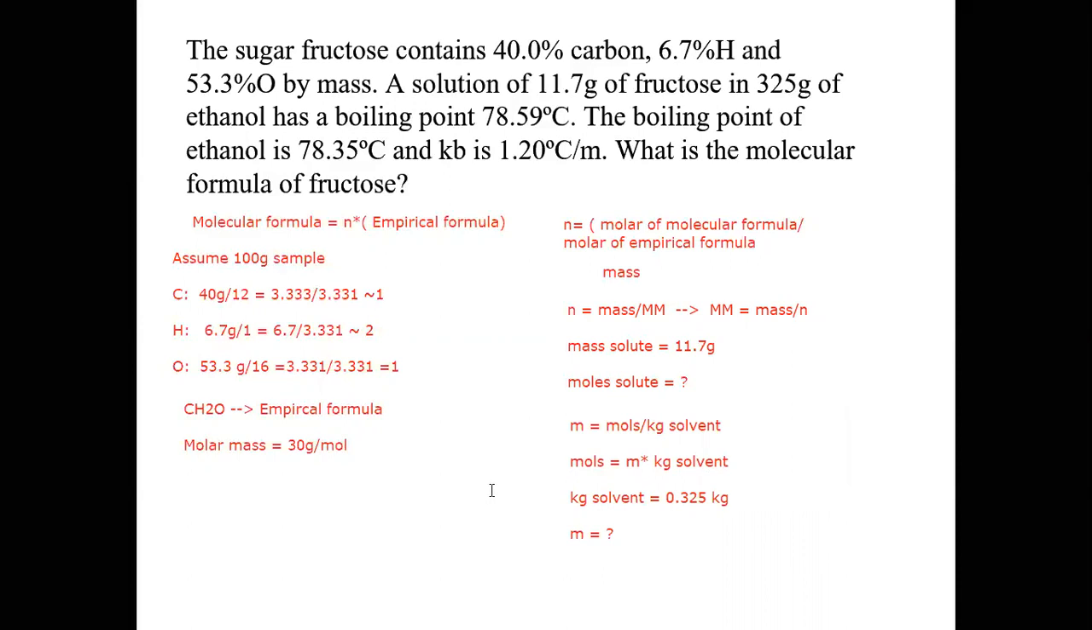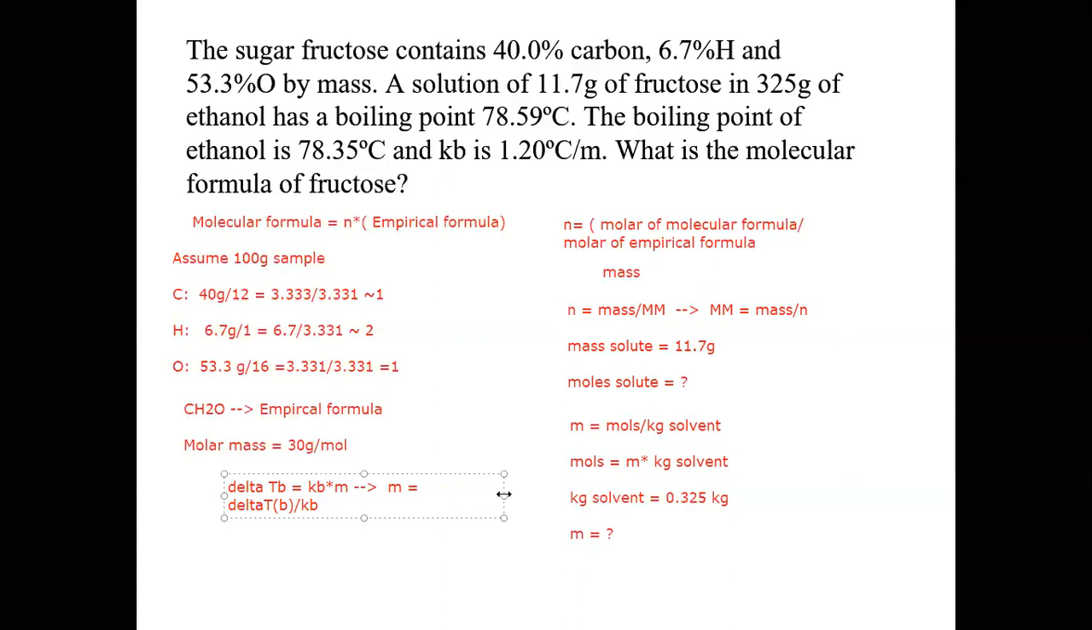So now in order to solve for the molar mass of the molecular formula, we need the moles of solute. In order to get the moles of solute, we need to know the molality of the solution. And that brings us to delta TB equals KB times molality. So in order to solve for molality, it's delta TB divided by KB.